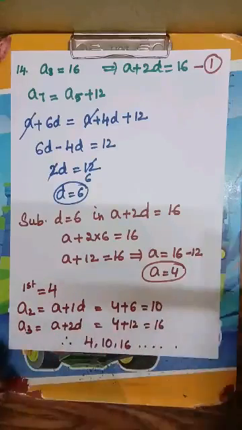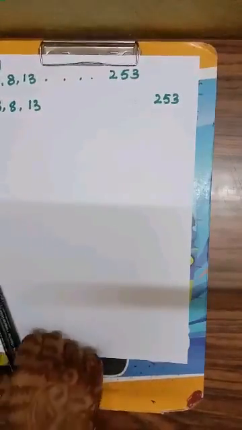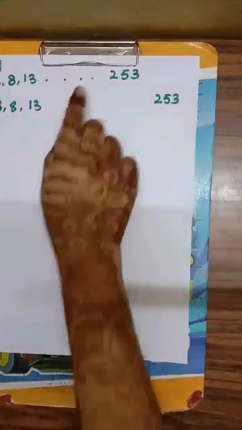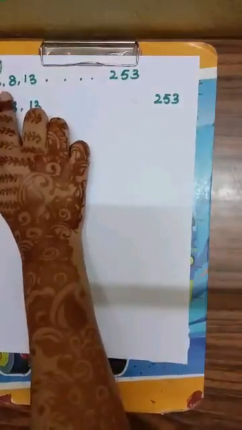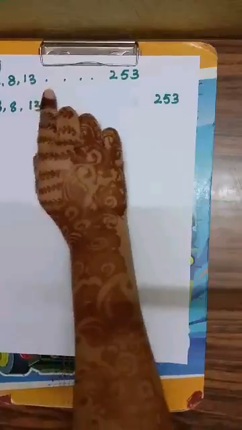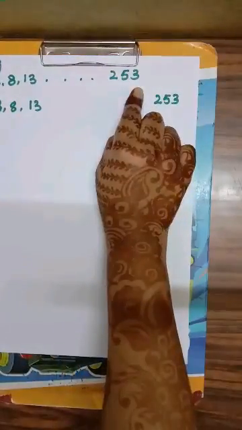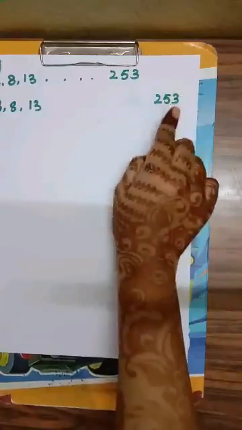Let's move to the next question. Fifth question. Find the 20th term from the end of an AP. We have to find from the end side. What is given? 3, 8, 13, and so on till 253. We have to find the 20th term from the end of the AP.